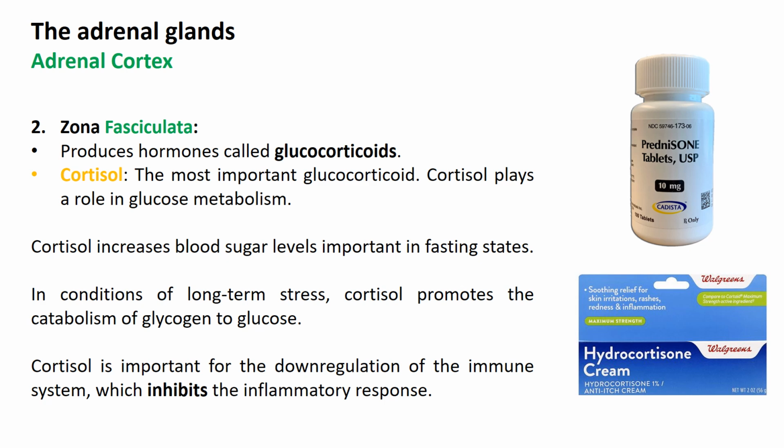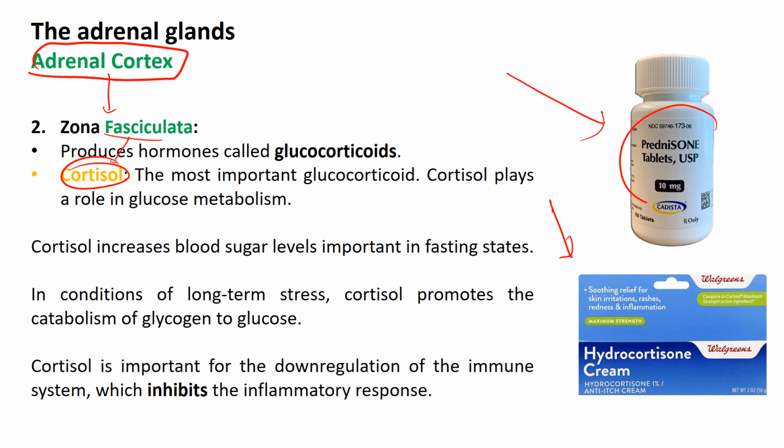Now let's talk about the second hormone produced by the adrenal cortex from the zona fasciculata, cortisol. Before we do that, I want you to look at these two pictures I have here for you. Have you ever heard about somebody taking prednisone or using hydrocortisone cream? When do we use this cream? Skin rashes or irritation, redness, inflammation. If a bug bites you and your skin is rough and inflamed, you might use a steroid. These are what we call steroids.